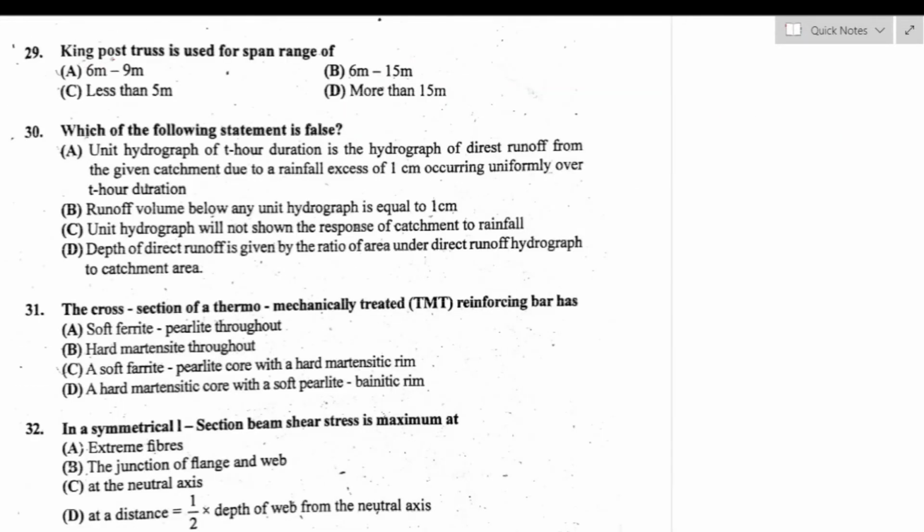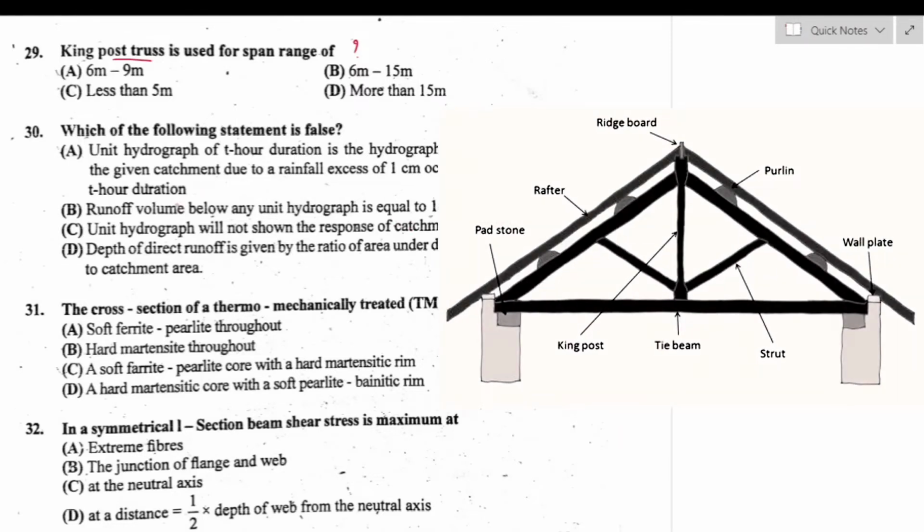Question number 29. King post truss is used for the span range of. King post truss has a central vertical member in a roof truss, as you can observe in the following picture. King post is used to support the weight of an expansive roof with a span ranging from 5 to 8 meter. So in the given options, the appropriate answer will be 6 meter to 9 meter. Option A is the right answer.